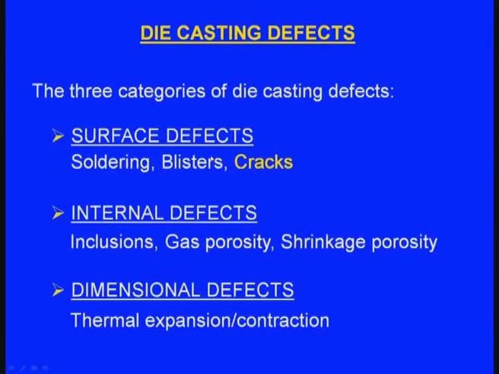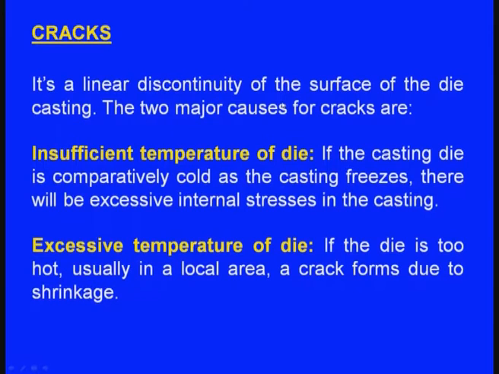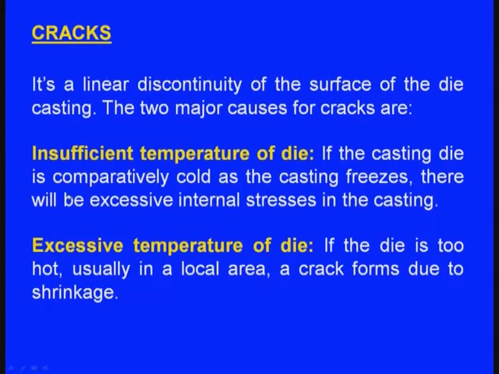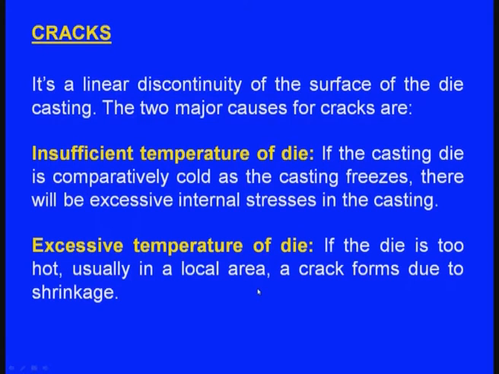Next defect is the crack. It is a linear discontinuity of the surface of the die casting. The two major causes for cracks are, one, insufficient temperature of the die. If the casting die is comparatively cold, as the casting freezes, there will be excessive internal stresses in the casting. So, this leads to cracks. There is another reason, excessive temperature of the die. If the die is too hot, usually in a local area at a particular point, a crack forms due to shrinkage.